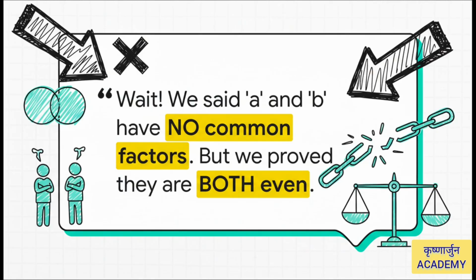Remember our very first rule? We said that the fraction a over b was in its simplest possible form, with no common factors. But our own steps just proved that they're both even, which means they're both divisible by 2. That's a direct contradiction. They can't be both.